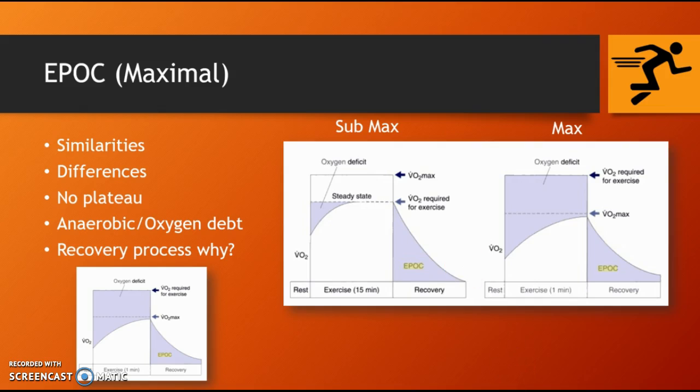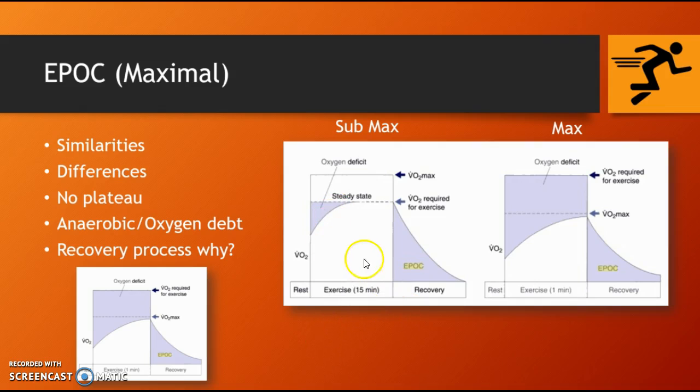So now we have the maximal exercise. This is EPOC at maximal. Basically, similarities: they both still go up, and then one plateaus, however, the other does not plateau. Submaximal does plateau. Here, as you can see, it's steady state, whereas at maximal it doesn't plateau, it just stops and then drops.